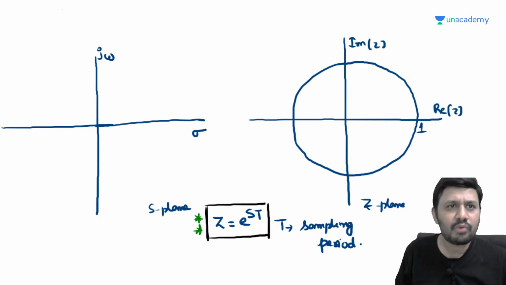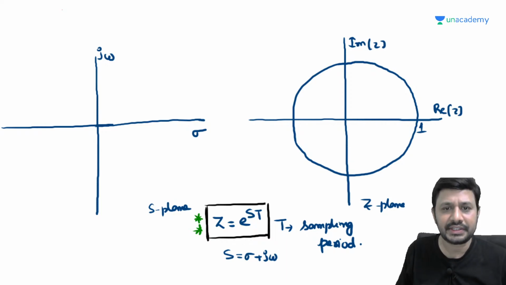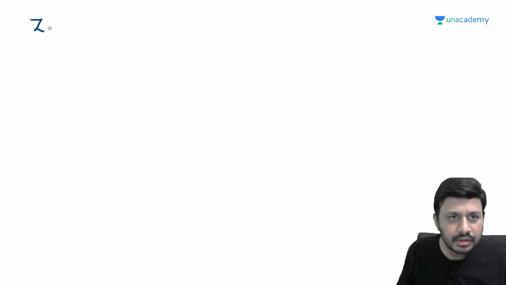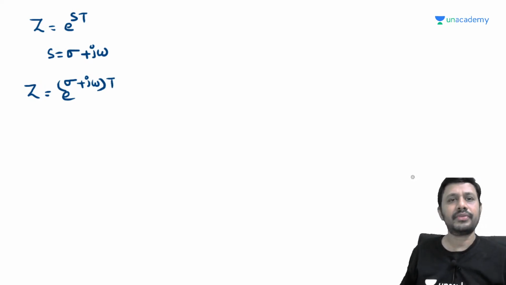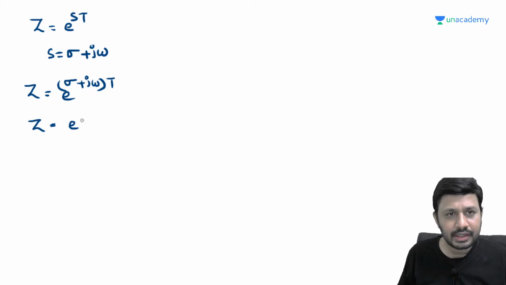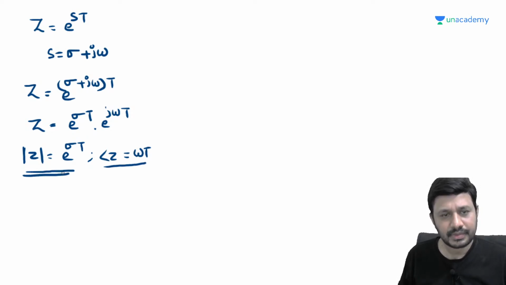After remembering this, now we know that S is equal to sigma plus j omega. Now substitute S is equal to sigma plus j omega in this relation, Z is equal to e power st. What happens to your Z? e power (sigma plus j omega) into T, or how can I write this? e power sigma T times e power j omega T. Can I write like this? Yes. Where the magnitude of Z is e power sigma T, and the phase of Z is nothing but omega T.